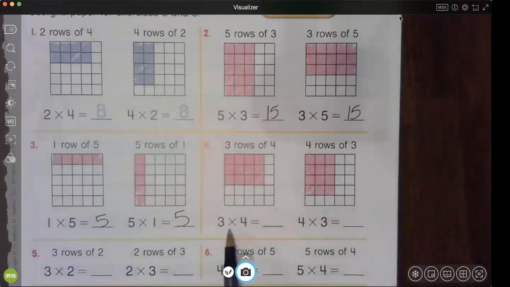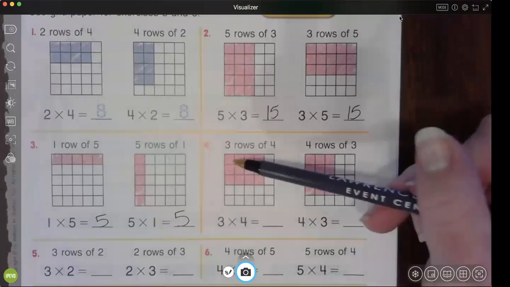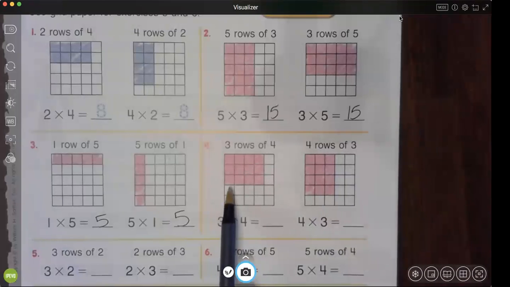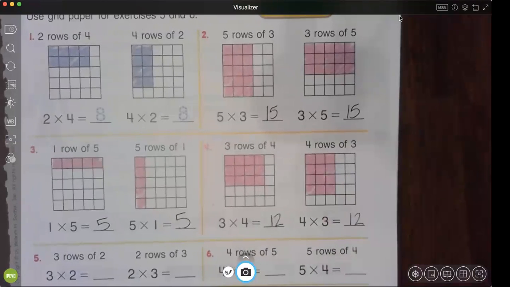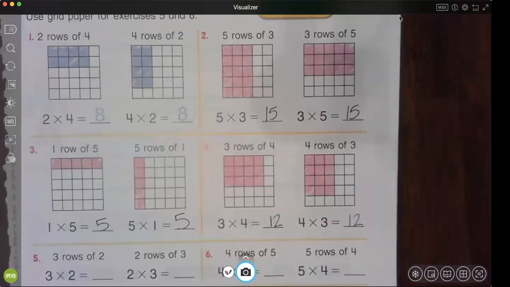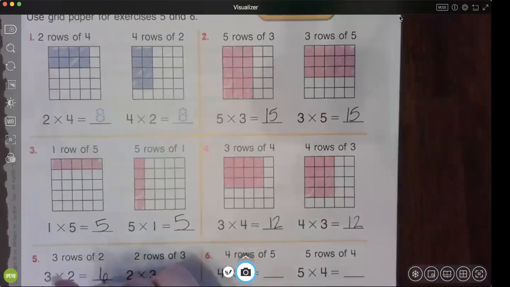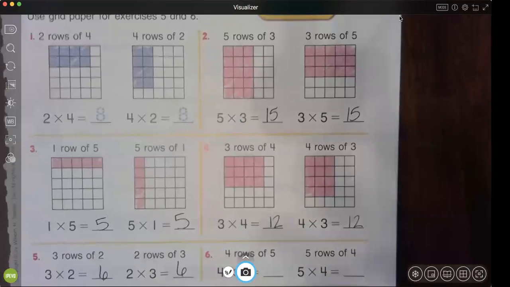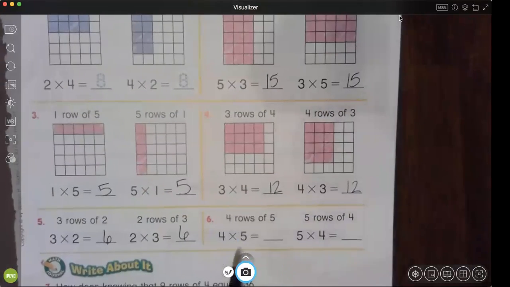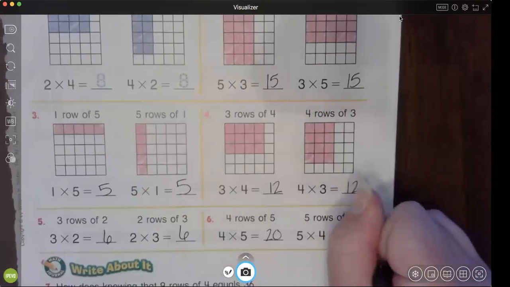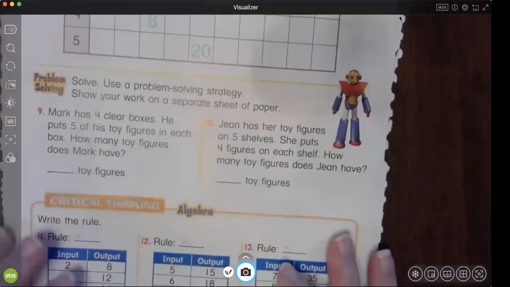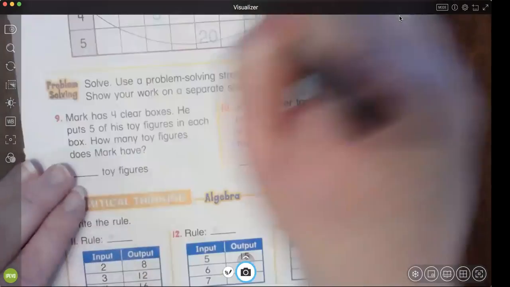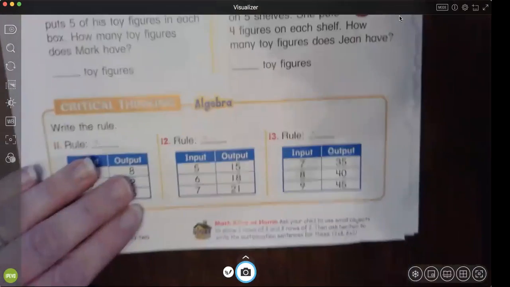So 3 times 4 equals, we have 4 and 4, 8, 9, 10, 11, 12, which means that 4 times 3 is also 12. Okay, 3 times 2, so that's like saying 3 2 times is 6, and 2 times 3 is also 6. Okay, and then we have 4 times 5, so 5, 10, 15, 20, and that means 5 times 4 is also 20. Okay, all right.